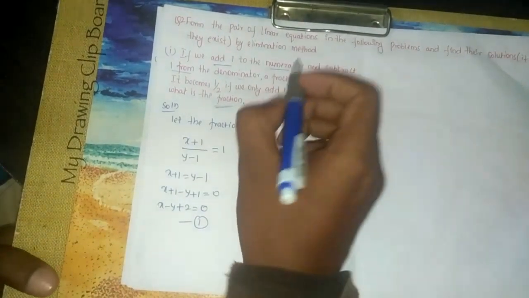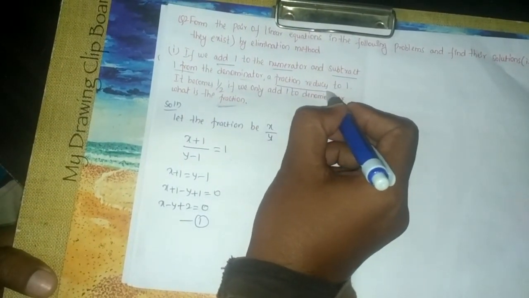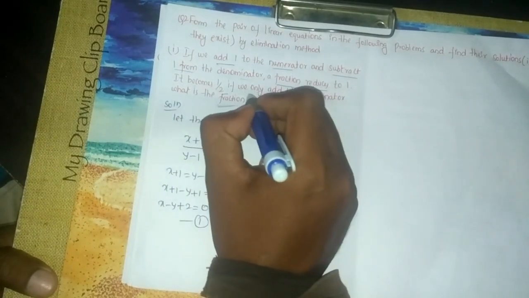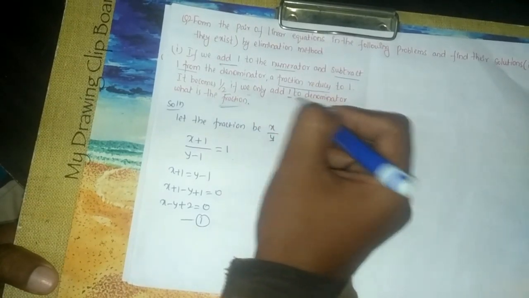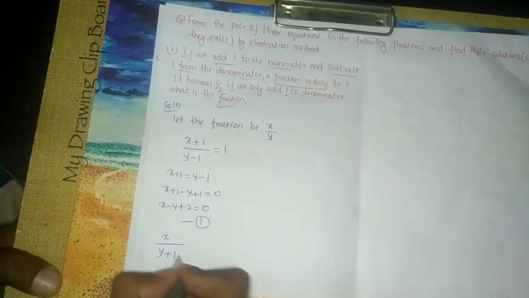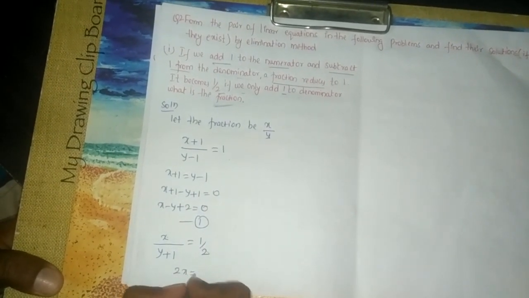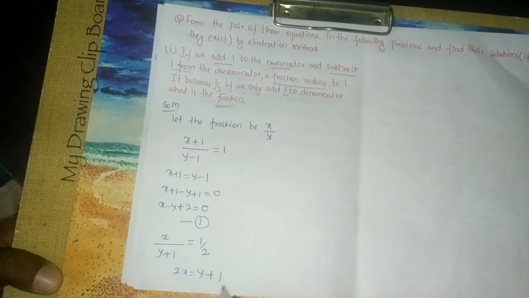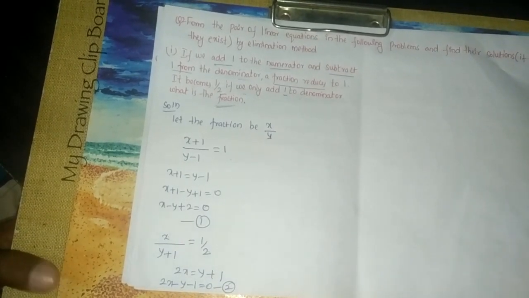Now the second condition is: it becomes 1 by 2 if we only add 1 to the denominator. If we only add 1 to the denominator, the fraction reduces to 1 by 2. Cross multiply, it will be 2x equals y plus 1, or 2x minus y minus 1 equals 0. Call this equation 2.